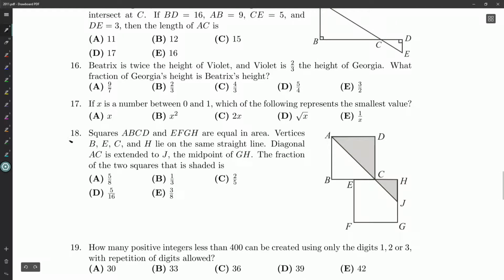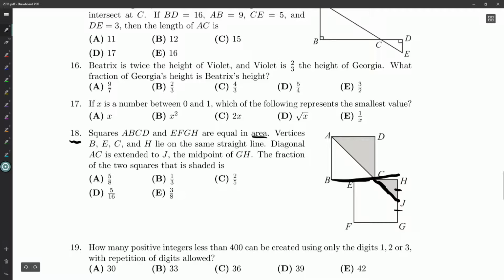We're looking in this video at question number 18 on our grade 8 Gauss. Squares ABCD and EFGH are equal in area. Vertices B, E, C, and H lie on the same straight line. Okay. Diagonal AC is extended to J, the midpoint of GH. Isn't that nice to tell me it's the midpoint there?